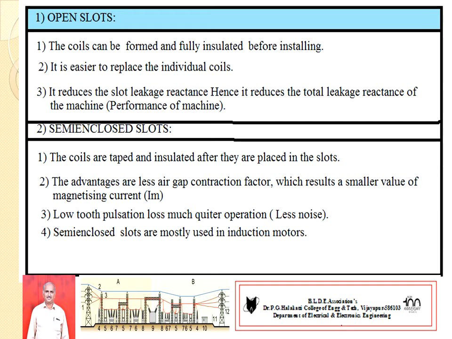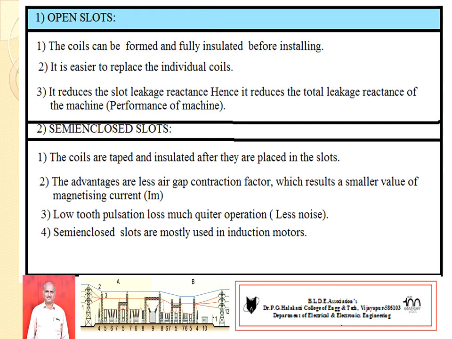Number 2, semi-enclosed type of slots. The width of the slot at the opening is less. The width of the slot at the bottom of the slot is more. The coils are placed in the slot very first. After placing, we have to provide the insulation.